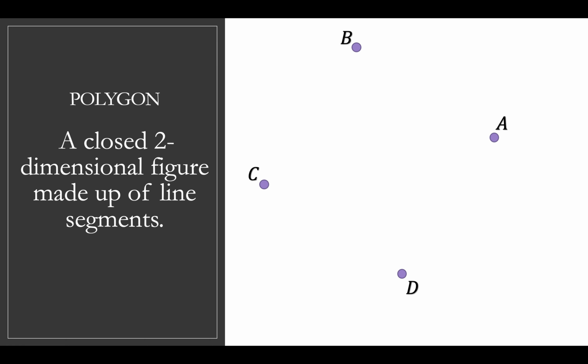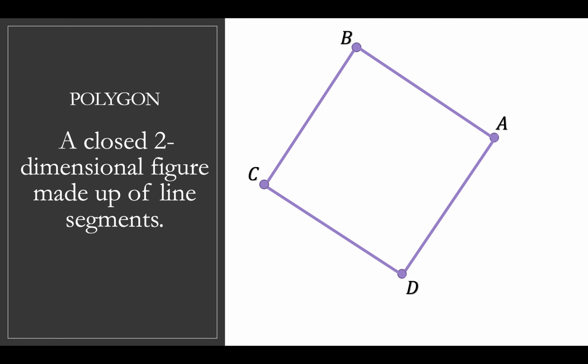So like if I want to have a polygon here, I could connect line segment CD, DA, AB, and BC like this. And what I mean by closed is that if I start in the middle and I cannot pass through any of these lines, then I can't escape. There's no openings here. So that's what it means by closed. So it's a closed 2D figure made up of straight lines on the edges. All right, so this is a polygon.